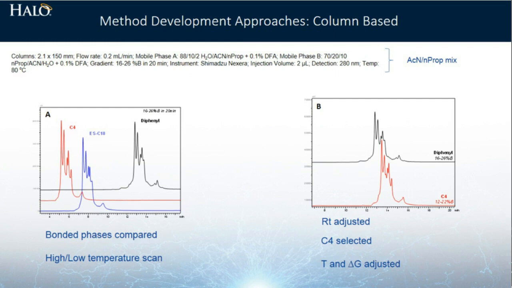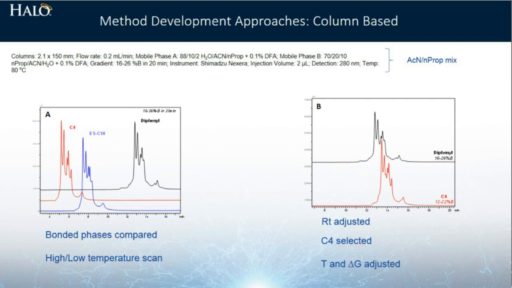Okay, so how do we put these things together to develop useful methods? We've essentially developed two strategies that we've used in the lab a lot: a column-based approach to optimization, or a gradient and mobile phase dependent approach to method optimization. The example on the screen shows the column-based approach. So what we do is we take different bonded phases. In this case, we're doing an IgG2 separation. We want to pull it apart as much as possible to look at the isoforms.